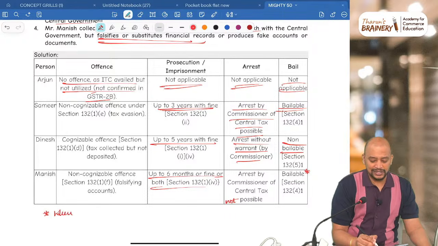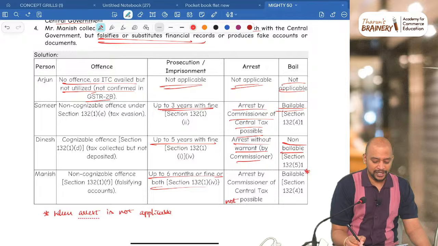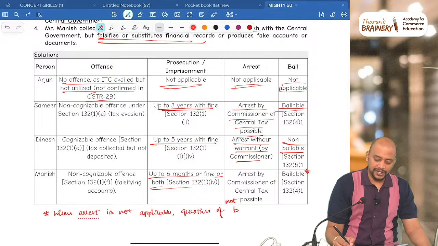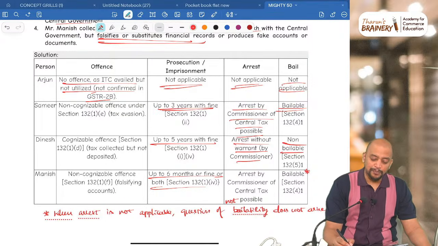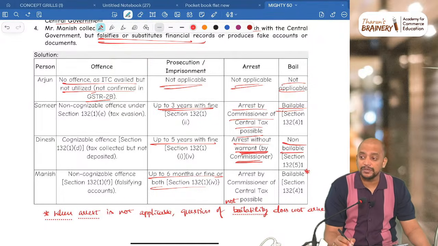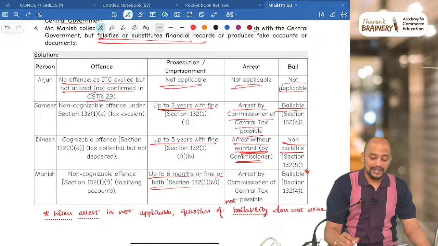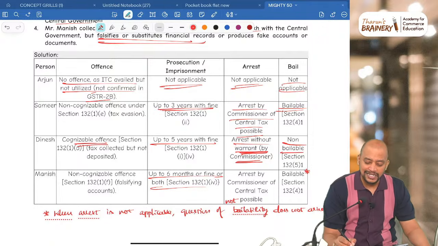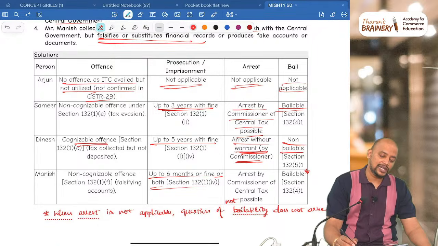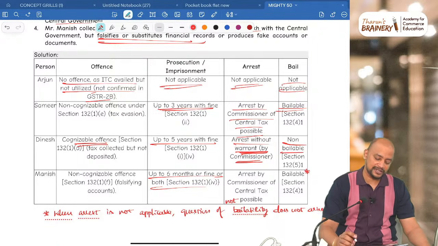When arrest is not applicable, comma, question of bailability does not arise. And arrest without warrant by Commissioner, you have to write that, because it is a cognizable offence in the Dinesh case. It is a cognizable offence, so you need to write it as arrest without warrant, okay. But all other offences will be non-cognizable offences.